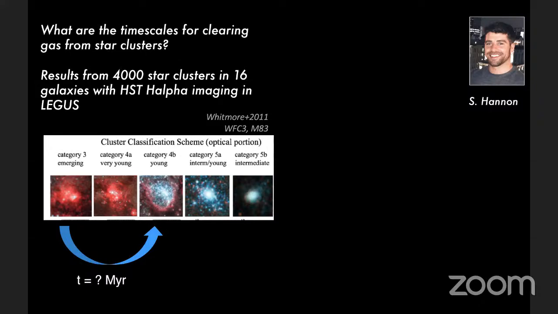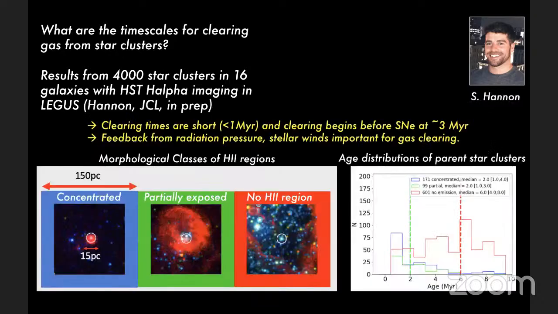Now, this is one application which uses clusters as clocks, as I was saying before, to time the star formation cycle. And here we find that the age distribution of clusters with concentrated HII regions, look like this, are the same as those which have a partially exposed morphology, look like this. And the median age of those distributions is about 2 million years.